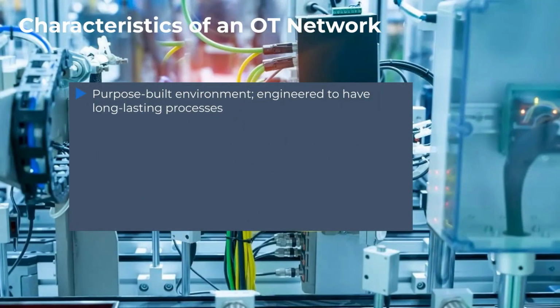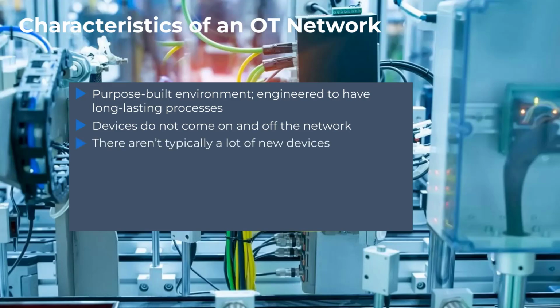In the same way, an OT network would be purpose-built and engineered to have long-lasting processes without disruptions. Devices are not expected to connect or disconnect from the OT network without the knowledge of an administrator. Additionally, typically, there aren't a lot of new devices connecting to the OT network. If a PLC is controlling a process today, it is likely to be controlling that process tomorrow, the day after, and so on.